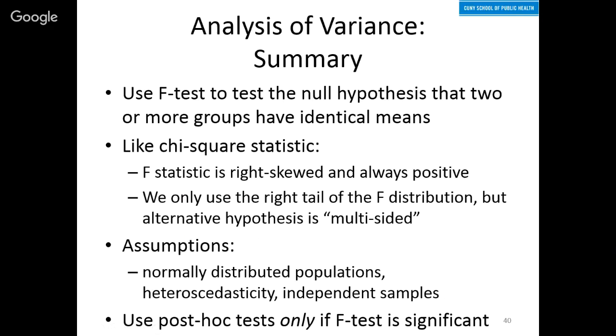So to wrap up, you can use the F-test for this null hypothesis that a number of different groups have identical means. The F-test is actually more general than that, and you will get greater use out of it once you learn multiple regression in BIOS 1. And like the chi-squared statistic, which we'll cover next class, it is right skewed, and it's always positive. And so we use only the right tail of the F distribution. Instead of the usual assumptions, we use post hoc tests only if the F test is significant.